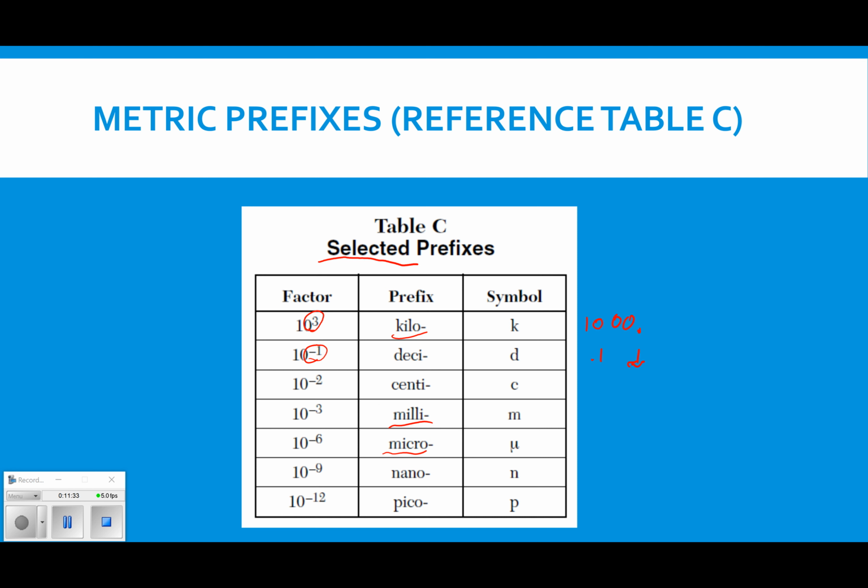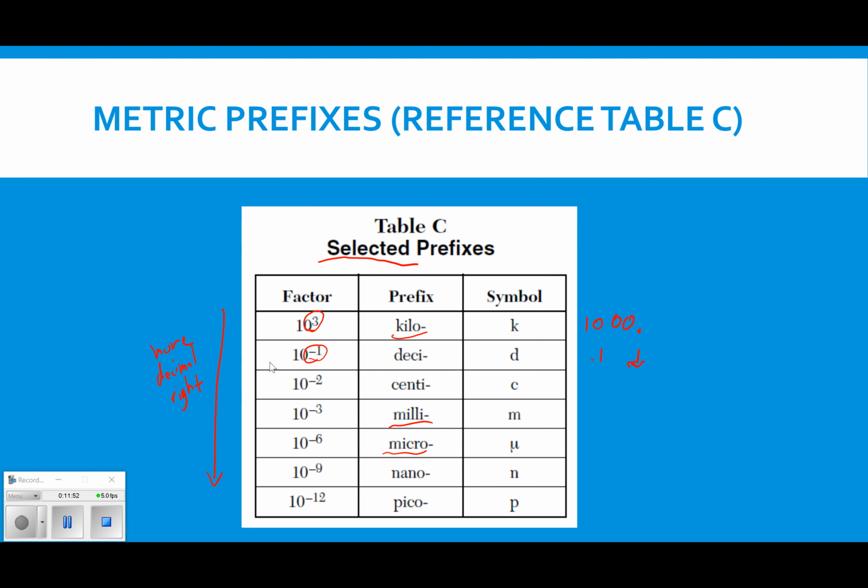Now, anywhere around here, and you can put this on your table, if we're moving from a greater factor to a lower factor, or moving from a prefix higher on the table to lower on the table, we move the decimal to the right.